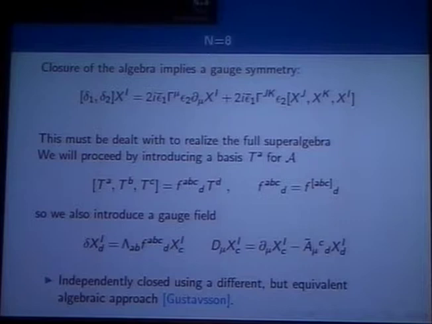And to do this, I'm going to introduce a bunch of generators for the algebra, T^A. And by definition, this is totally antisymmetric because it was soaked up with gamma ijk, so the f's are totally antisymmetric. So this symmetry here takes this form. Well, I need to gauge that because you see lambda is made of X's, and X is, of course, space-time dependent. So you gauge it by introducing a gauge field as you would have done in any course on gauge theory. At this point, I should definitely mention the work of Andreas Gustavsson, who used a different way of doing this, although it later turned out to be equivalent. And he did it slightly before us.